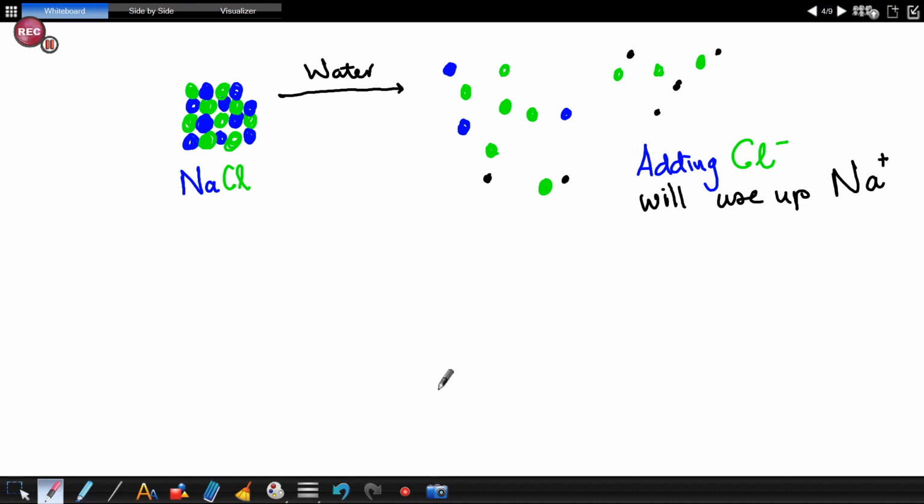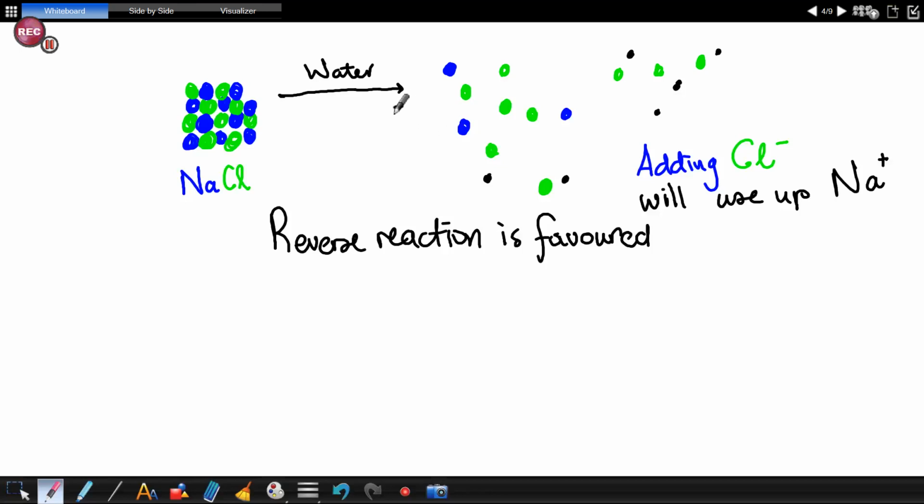Ma'am, because there's an increase in chlorine, right? Yes. So, ma'am, if it's going to be a reverse reaction, it will increase the sodium chloride. The reverse reaction is favored. So the reverse reaction will be favored and more sodium chloride crystals will form. There will be more of the salt crystals forming.